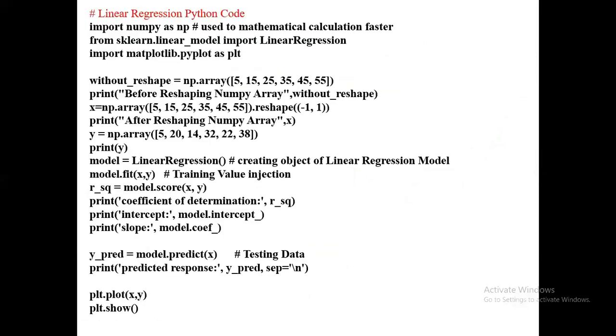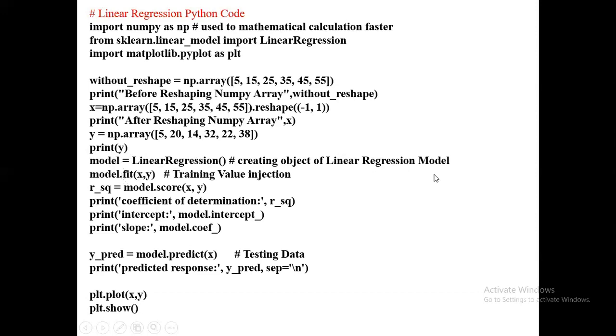Now see, I have imported NumPy. Import numpy as np, and from sklearn.linear_model import LinearRegression, and I have imported matplotlib in order to generate the graphs. So I am taking a variable without reshape. NumPy array I have taken 5, 15, 25, 35, 45, 55, and print it before reshaping. Then X is equal to np.array, reshape(-1, 1), which means columns become rows and rows become columns with this function. After reshaping the NumPy array, I'm printing those values, then applying the model.